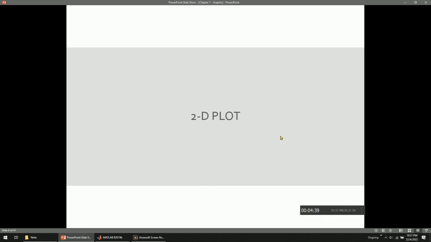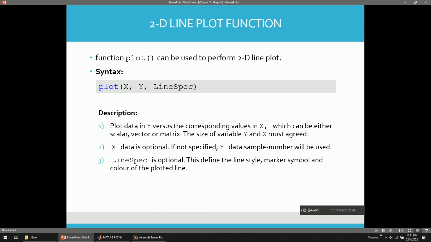We move on to the next part, which is the 2D plot. So what is a 2D plot? It is basically a standard plot, where the spacing is linear. You can see here, you just use plot, open bracket, the x data, comma, and the y data. And sometimes you can put a line spec. Line spec, I will show you later, so no need to worry. But the line spec is not compulsory. Basically, you just put x, comma, y. This is your variable.